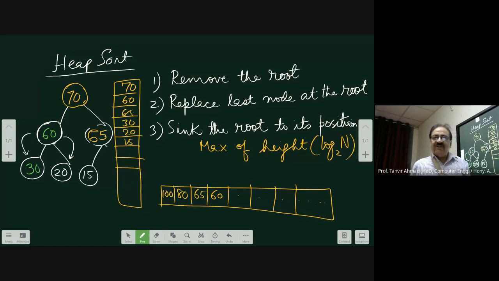Now how much time will deletion of the root take? Order of 1. How much time will replacement of the last element to the top take? Order of 1. How much time will it take to move the node from the root to the leaf? Obviously log n times. Therefore, one step takes order of 1 plus order of 1 plus order of log n.